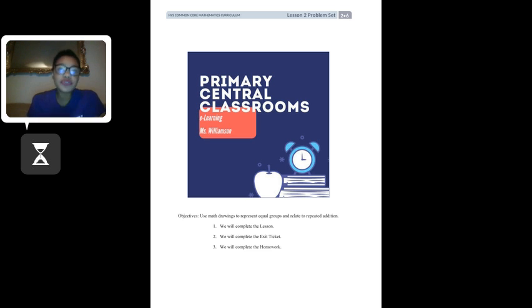Today we're going to be doing Module 6, Lesson 2, and it's just a continuation of what we were learning from yesterday when we used manipulatives, our pennies, to group different equal-sized groups. So today our objectives will be we will use math drawings to represent equal groups and relate them to repeated addition. So we're going to be adding those equal groups step by step until we get a total number of how many we have in all.